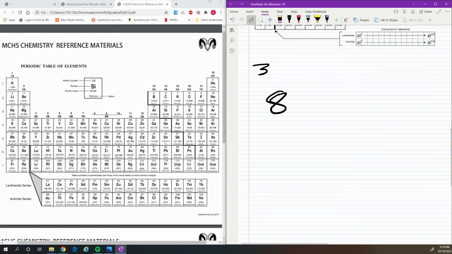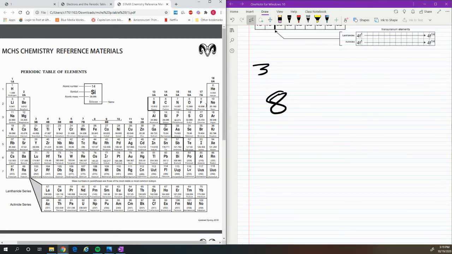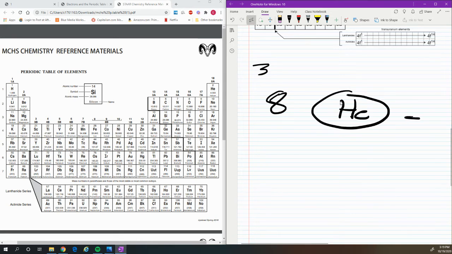The only exception in group 18 is helium, because helium only has 2 electrons. In the first energy shell, you can only fit 2 electrons. So this is the only one in group 18 that has 2. Everything else in group 18 is going to have 8 electrons. Helium is an exception.